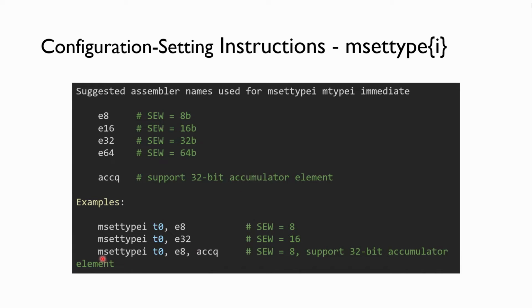We take one example, the msettype t0 e8 accq. This instruction will set the SEW field in mtype to 0, which means it's 8 bit. And it will set the MACCQ bit to 1, which means the accumulator register supports quad-wise.